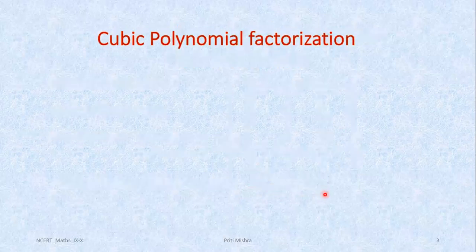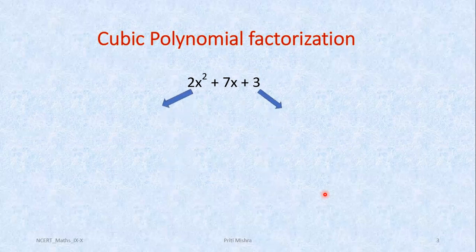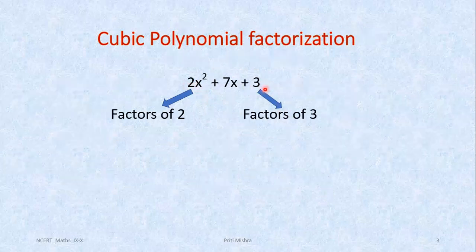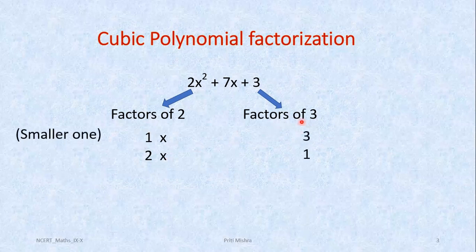So now we will follow the cross method to factorize this quadratic polynomial. I have explained this method in detail in my last video. You can refer to the link in the description box for that too. Here you can see 2 is the coefficient of x square and 3 is the constant term. So we have to take the factors of 2 and the factors of 3. 2 and 3 both are prime numbers, so we will have factors 1 and 2, and for 3 we will have 3 and 1.